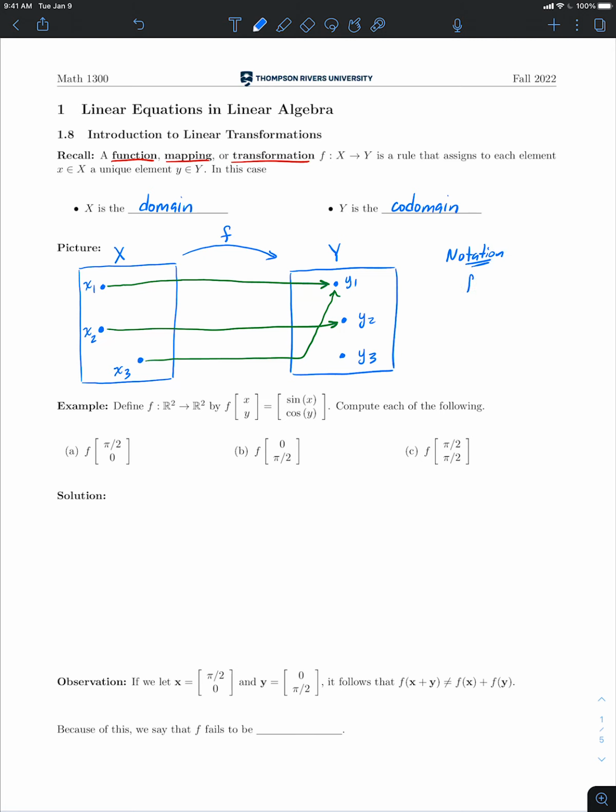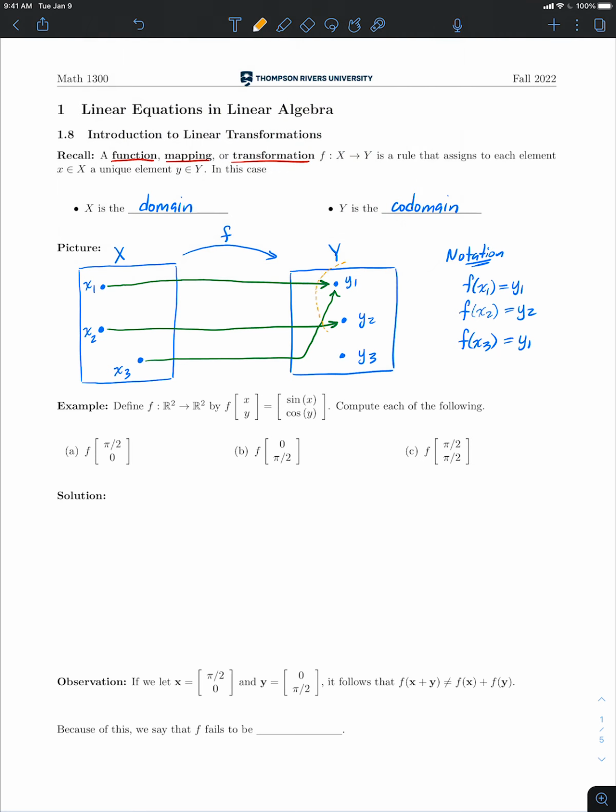You'd say, if you write f of x1 is equal to y1, you'd say f of x2 is equal to y2, and then you would say that f of x3 is equal to y1, right? Because that's where x3 was sent. It was sent to y1. And one last comment. This is often a source of confusion.